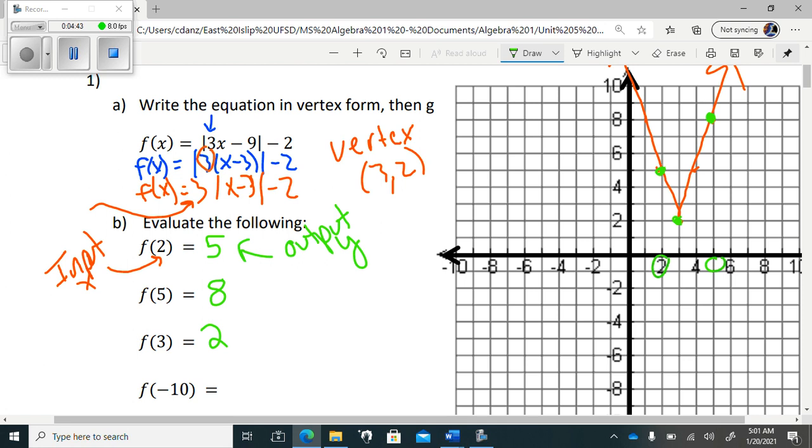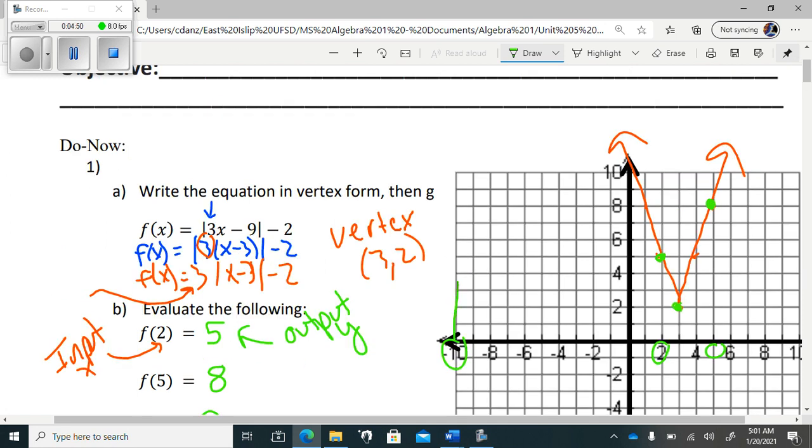When x is negative 10, here's negative 10. And now you might be thinking, oh, we have a problem. What point corresponds to negative 10? I have to tell you that there is a point that corresponds to it, because this function does have an arrow. It is a very steep V, so it's going up at a pretty big rate. Therefore, it's going to be some high number of y where x is -10. And I can't see it on the graph.